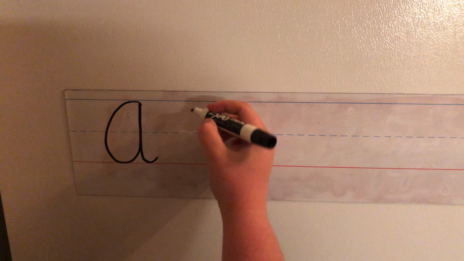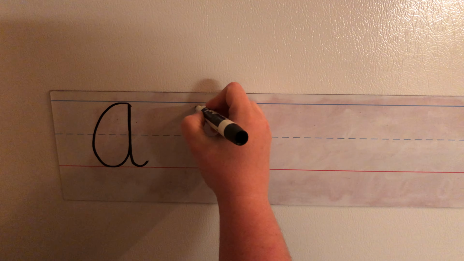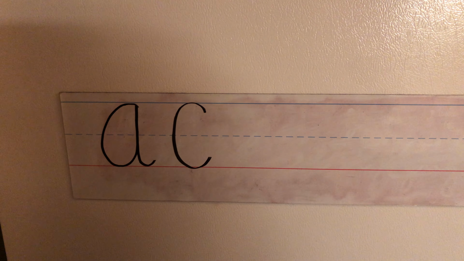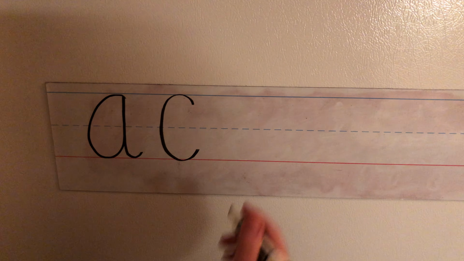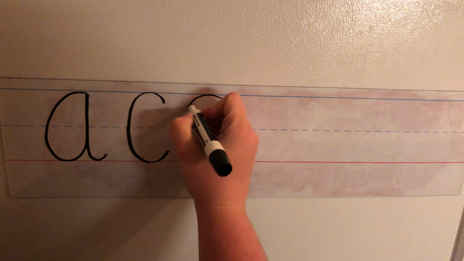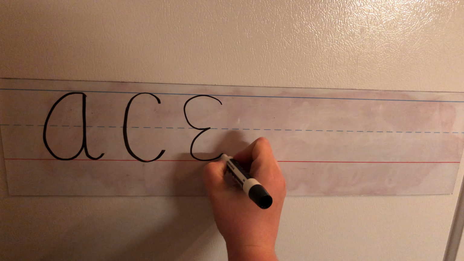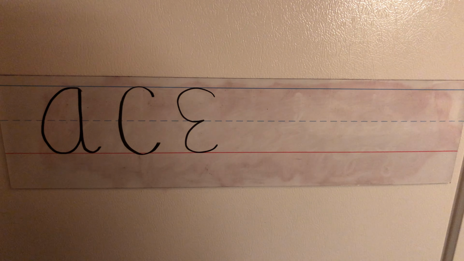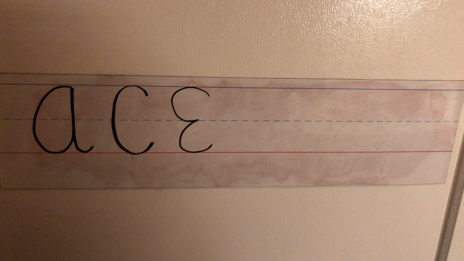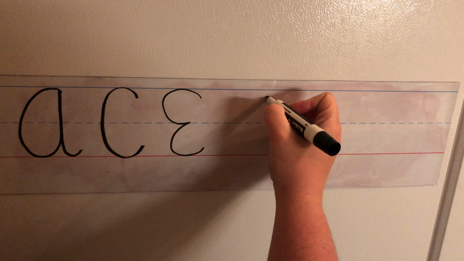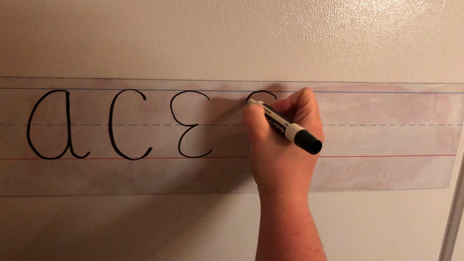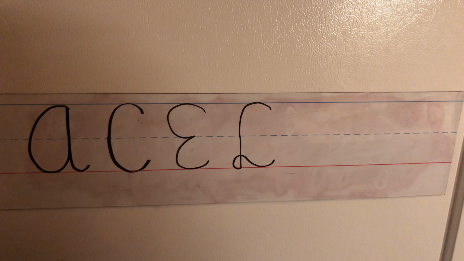The next one is a C. Okay, just like a regular C. The next one is an E, okay, and this one looks like a backwards 3. That's how you make a cursive E. The next one is L. This starts at the 2 on the clock, so that means we have to come over here. Okay, we're gonna go up, around, down to the red baseline, make a little loop, and end in an upswing.